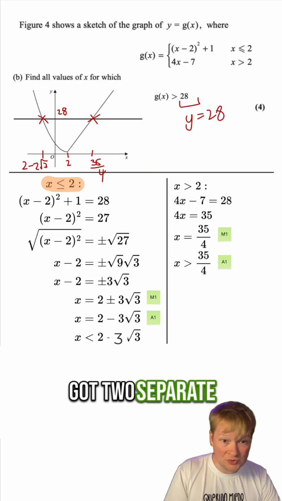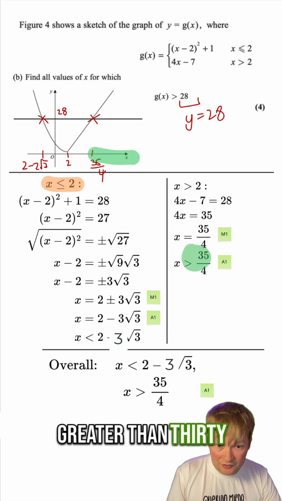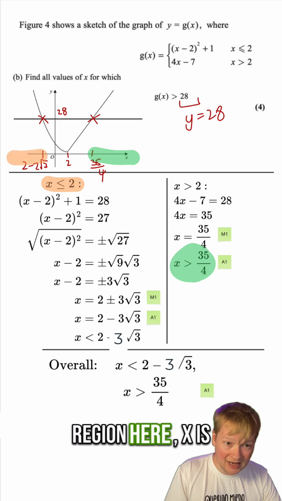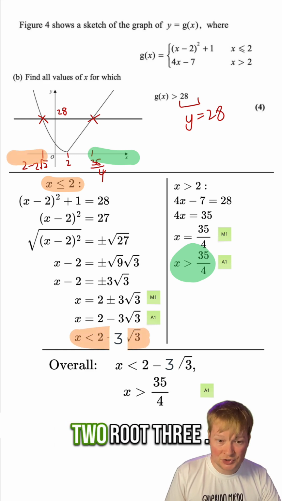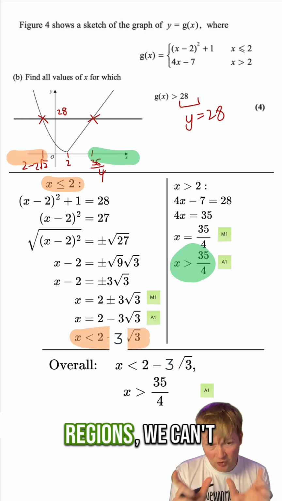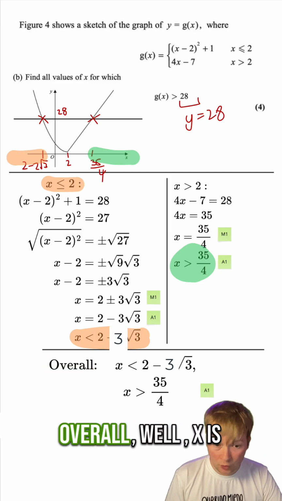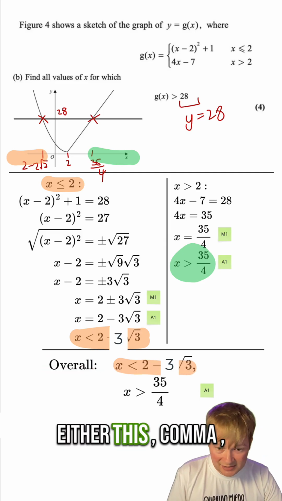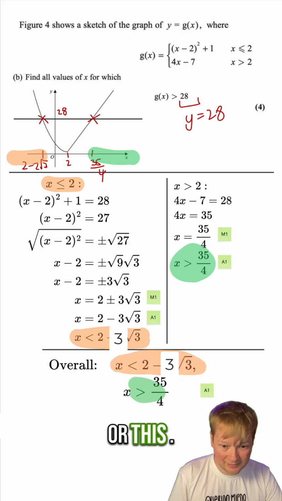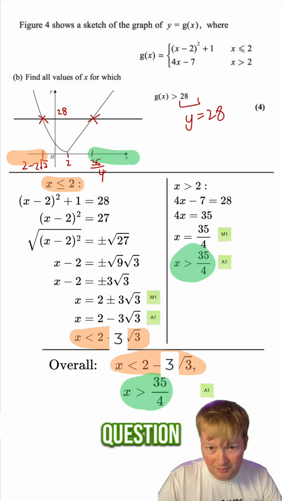So overall, we've got two separate regions. We've got x is greater than 35 over 4, and then a separate region here, x is less than 2 minus 2 root 3. Now, because they're two separate regions, we can't combine those together into a single inequality. So when we give our final answer, we want to say overall, x is either this, comma, or this. You can just separate them with a comma in this question.